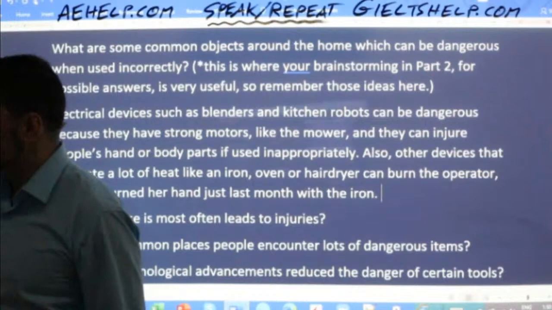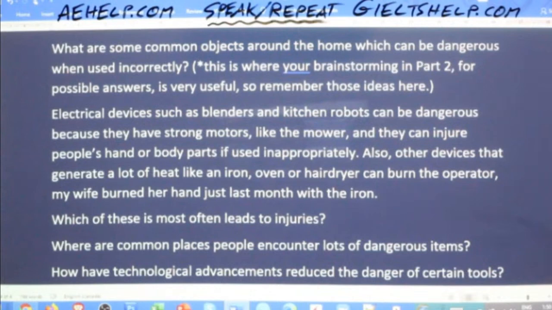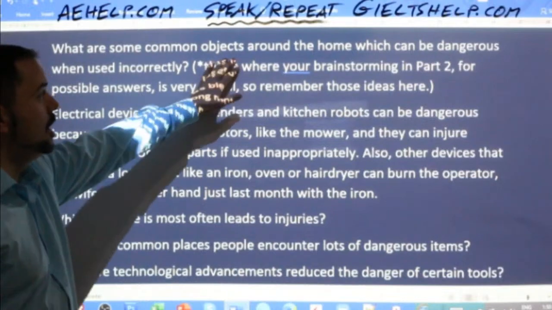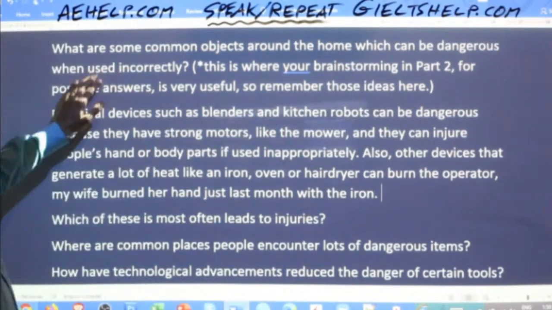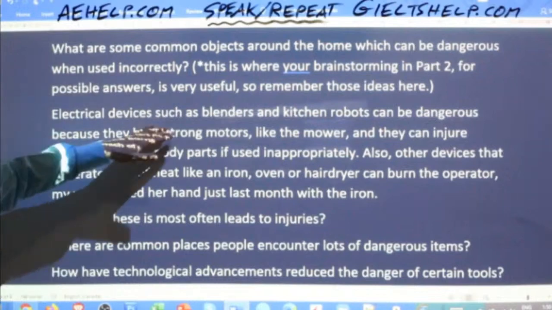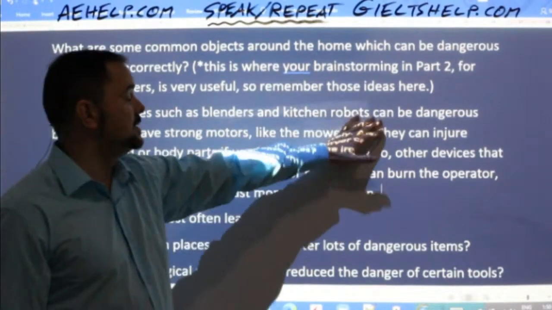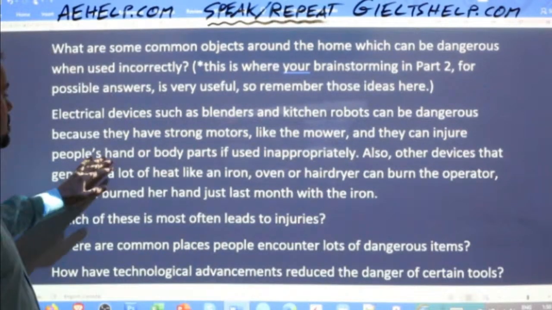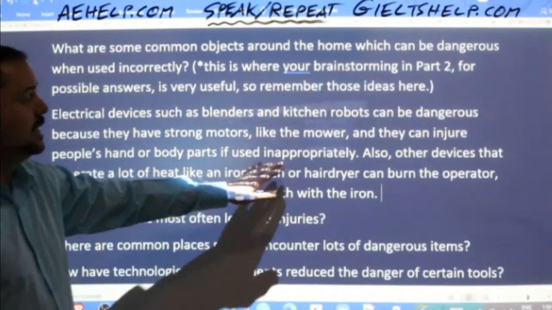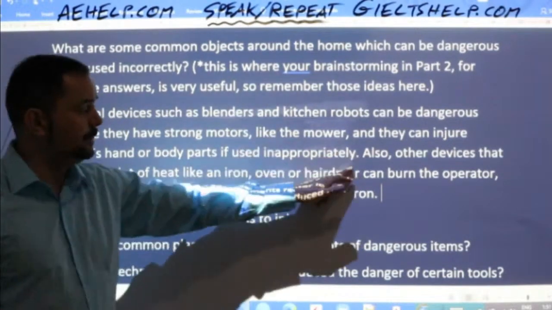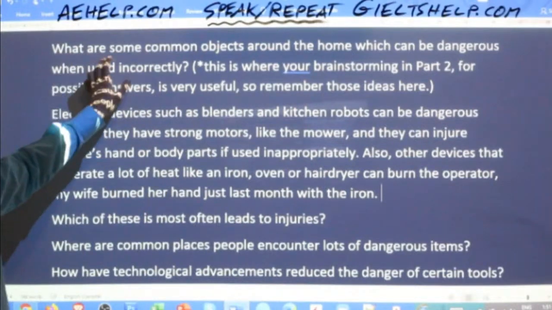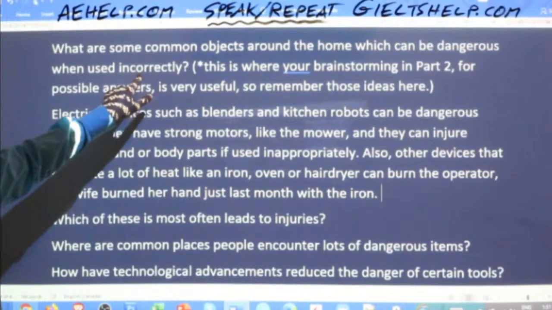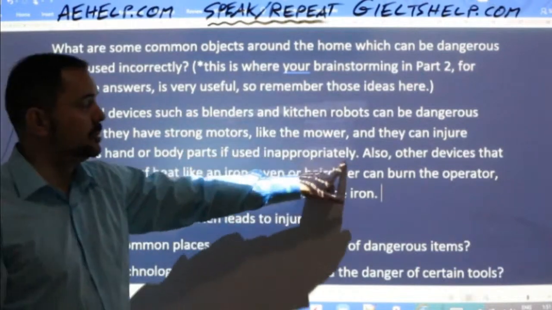Okay, so there we go. And here I'm using what I remember from my planning in part two. So here we go. Repeat after me. What are some common objects around the home which can be dangerous when used incorrectly? Electrical devices such as blenders and kitchen robots can be dangerous because they have strong motors like the mower, and they can injure people's hands and body parts if used inappropriately. Notice how here I'm paraphrasing when they are not used correctly, incorrectly, if used inappropriately.